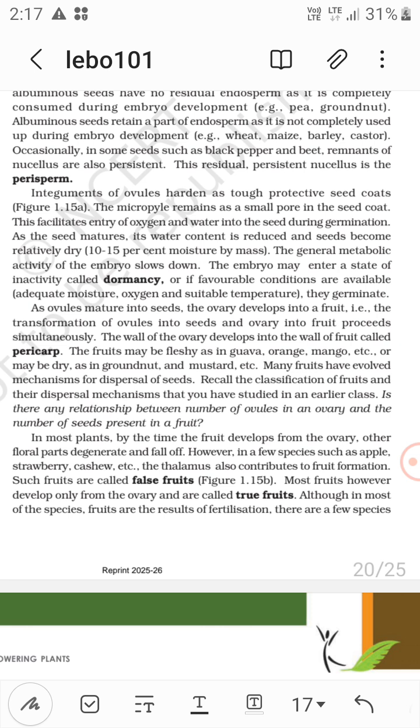Many fruits have evolved mechanisms for dispersal of seeds. Recall the classification of fruits and their dispersal mechanisms, and the relation between the number of ovules in an ovary and the number of seeds present in a fruit.